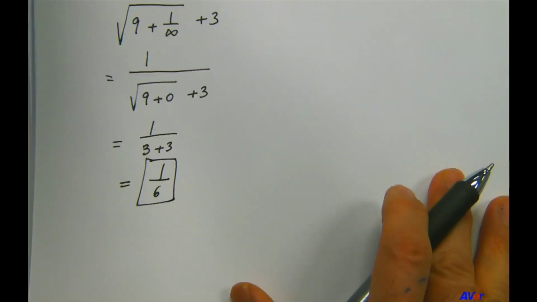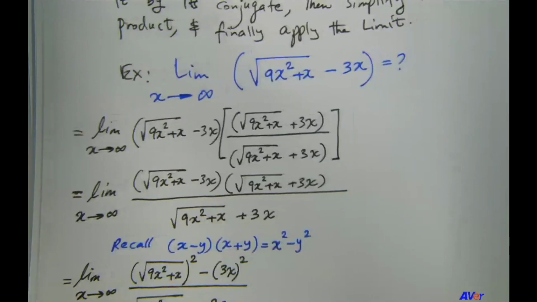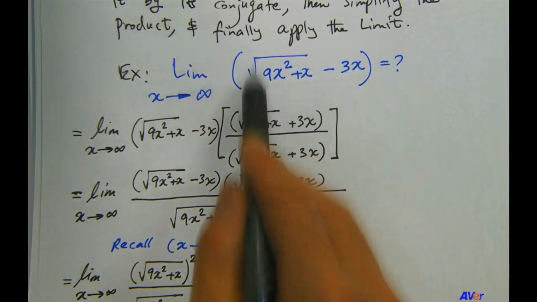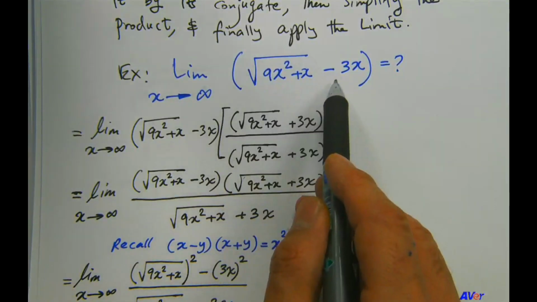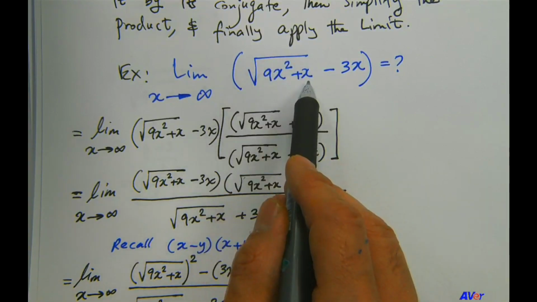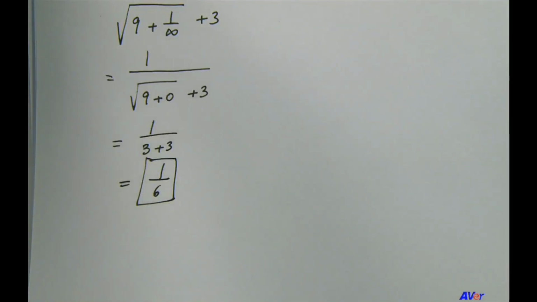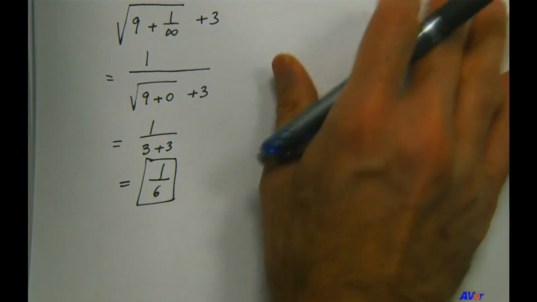Okay? So the limit of that original expression, which was not a rational function but had a radical expression in it, is equal to 1 over 6. So the limit does exist, and it's equal to 1 over 6.